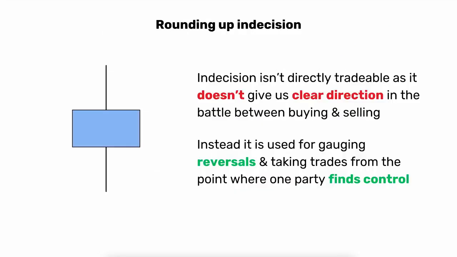So to round up indecision, it's not directly tradable as it doesn't give us clear direction from buyers or sellers. But instead it is used for gauging reversals and also taking trades from the point where one party finds control.